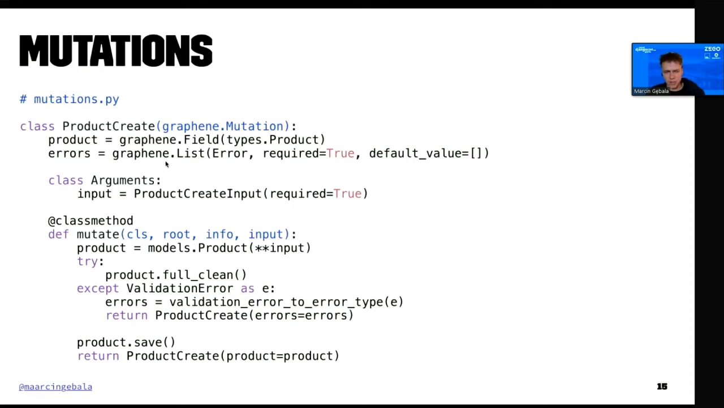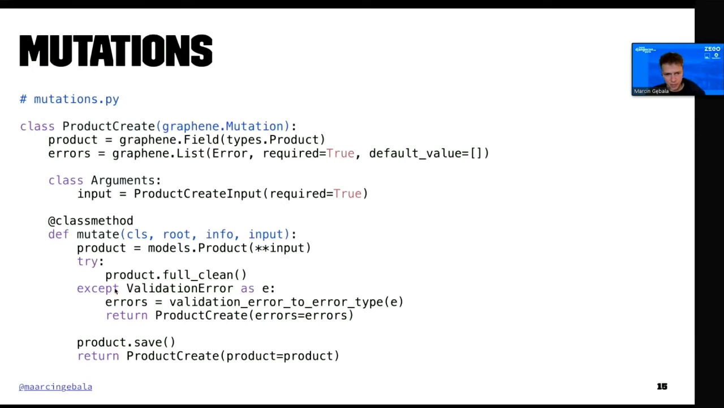At the top of this implementation, we define what would be the output of the mutation. So in our case, we want to return a new product instance and a list of errors that may occur during execution of the mutation. Then in the class arguments, we define the input. So this is data that we need to provide in order to create the product. So we saw that already on the schema a few slides before. I've skipped implementation of this product create input because it's very similar to what we have here. It's just a simple class with declarative fields that match with our fields in our model.